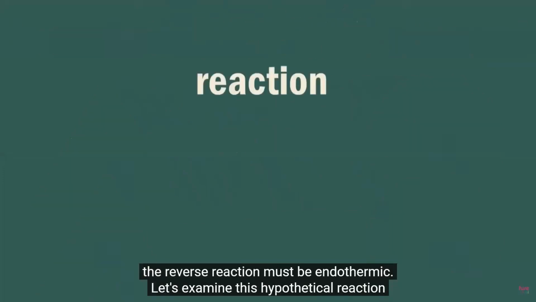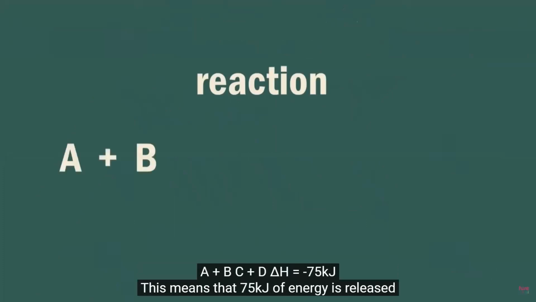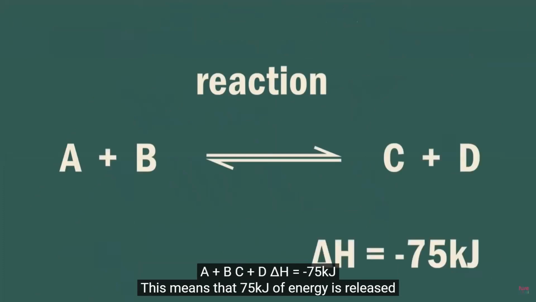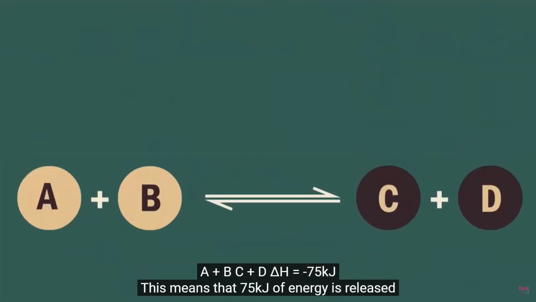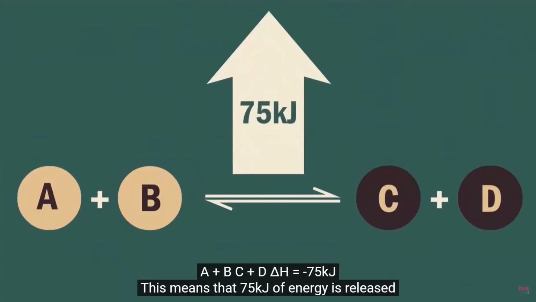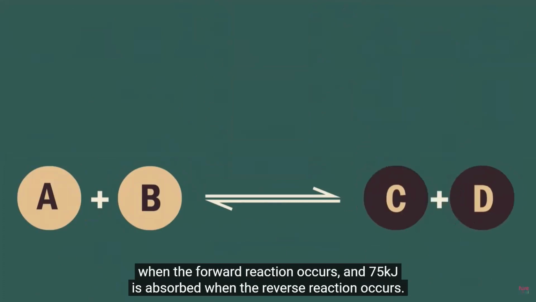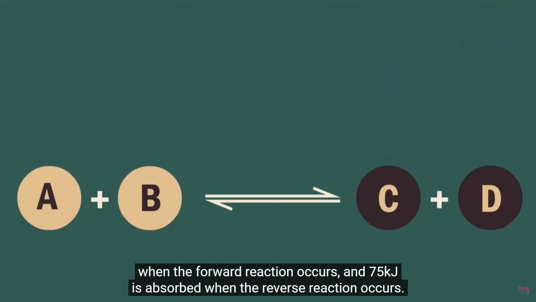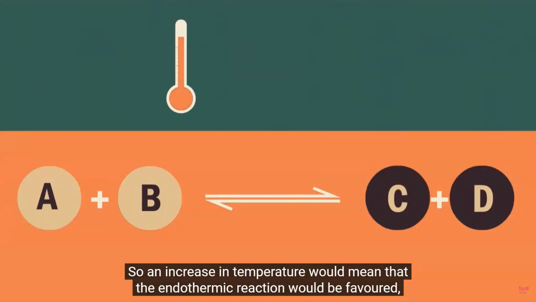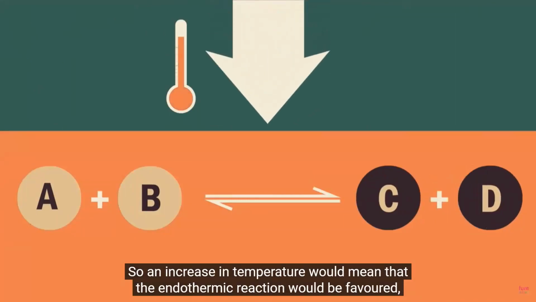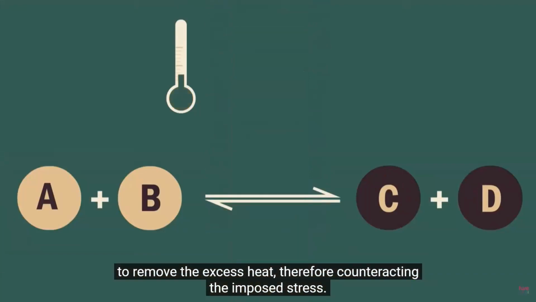Let's examine this hypothetical reaction where reactant A reacts with reactant B to produce product C and product D with a change in heat of minus 75 kilojoules. This means that when the forward reaction occurs, 75 kilojoules of energy is released and 75 kilojoules is absorbed when the reverse reaction occurs. So an increase in temperature would mean that the endothermic reaction would be favored to remove the excess heat, therefore counteracting the imposed stress.